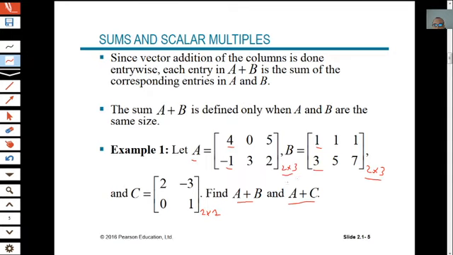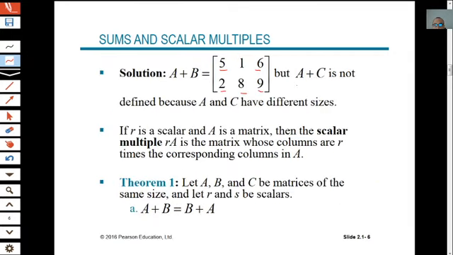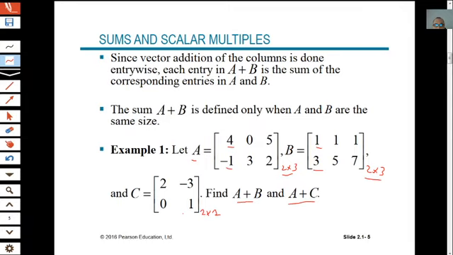But the addition of the matrices A and C is not defined because A and C have different sizes. C is a 2 by 2 matrix, but A is a 2 by 3 matrix. We have an additional column here. We have 3 columns here, but here we have 2 columns. Therefore, we cannot do anything for the last column, which means that the addition is not defined for them.